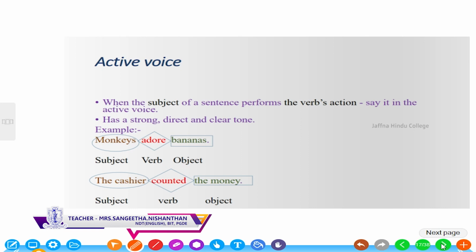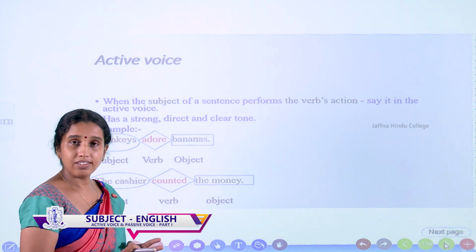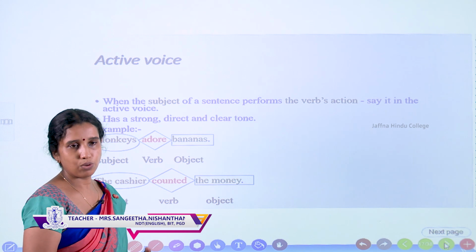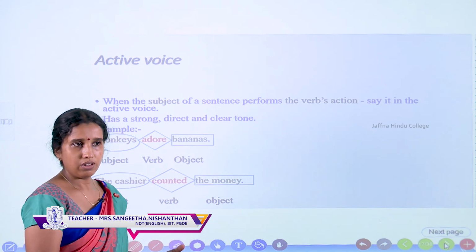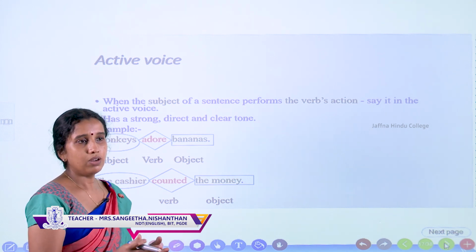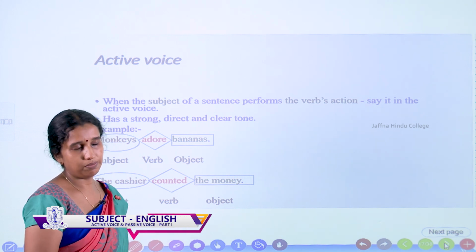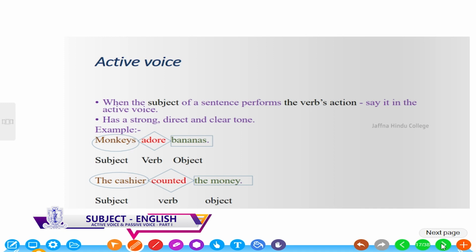The active voice is very strong, direct, and it has a clear tone. It is straightforward. It straightforwardly says, who does this? The person who performed the action is mentioned here. Right. Look at the example.